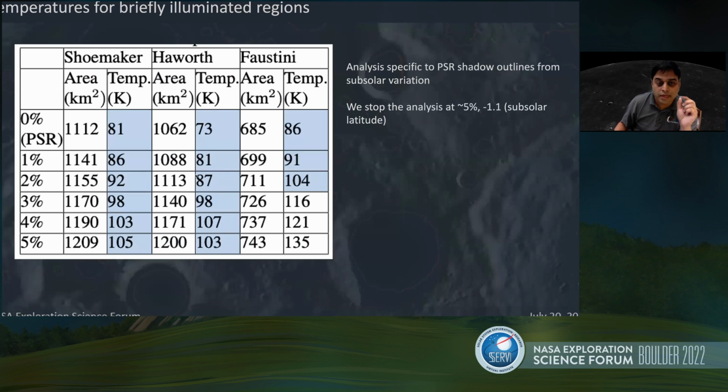So again, going back, what we wanted to do was check this thing with respect to subsolar latitude change. So we did that, and what we found is that up to 5% increase in the PSR area, when we look at areas around the PSR for these three major PSRs, we find that up to 2%, the temperatures are still below 110 K. And this is over a long period of time, right? And that makes it interesting. This is something that we're now trying to analyze even more.